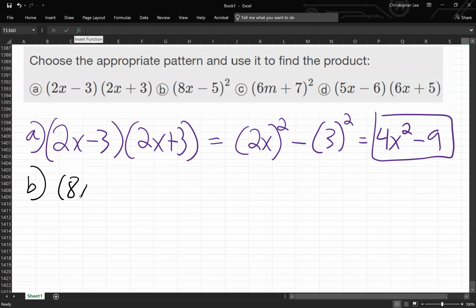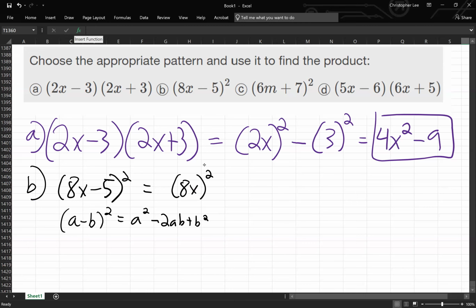I have (8x minus 5) squared, excuse me. You already know, right? So this is going to be what? This is the a minus b squared, which is equal to a squared minus 2ab plus b squared, right? So this is what? (8x) squared minus 2 times 8x times 5, right? Plus 5 squared. Whoops. So (8x) squared, this is going to give me 64x squared, right?